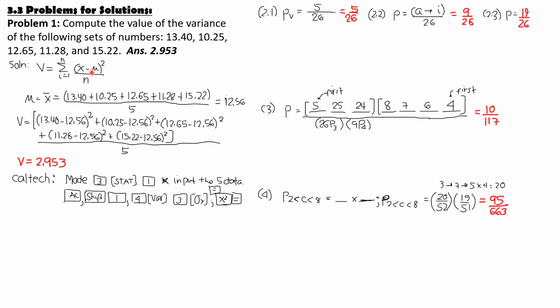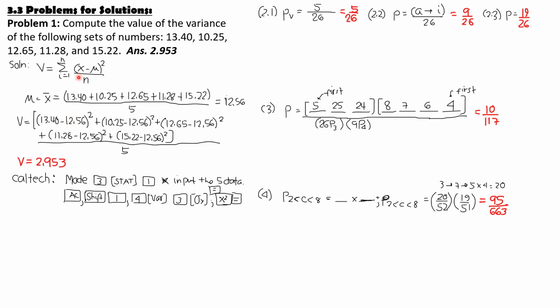So mu or x bar, the average, is simply the sum of these data entries divided by the number of entries, which is 5. So that's why you have 12.56 here. So substitute into this formula. So we have summation of x minus 12.56 squared divided by n, which is 5. You can also use your calculator, the summation notation. Then I hope that you will get the same answer.